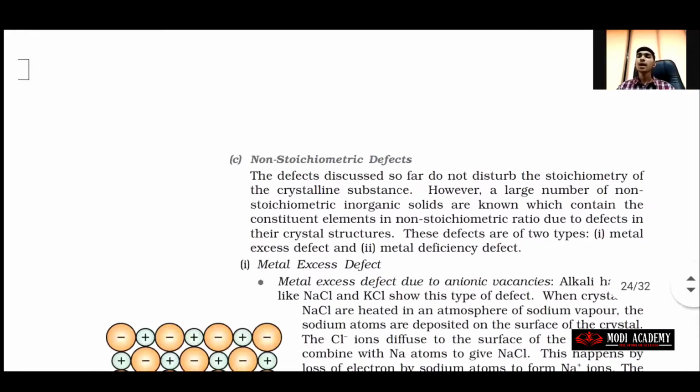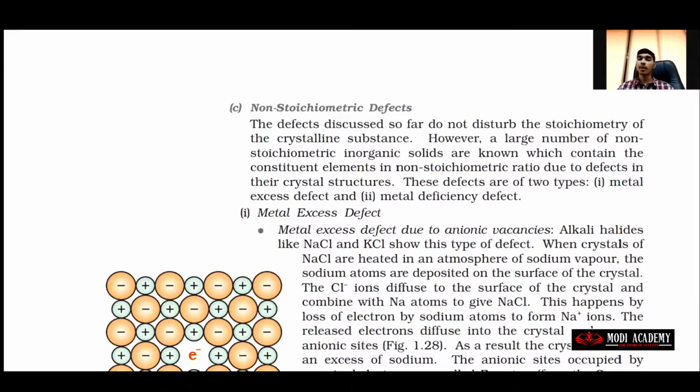Now the other type of defect is the non-stoichiometric defect. The difference between a stoichiometric defect and a non-stoichiometric defect is that a stoichiometric defect is uniform, meaning 1 centimeter has one defect and another 1 centimeter also has only one defect. But in a non-stoichiometric defect, if 1 centimeter has 5 defects, another 1 centimeter may have only 2 defects. So this is not a uniform defect, and this kind of defect is called a non-stoichiometric defect.